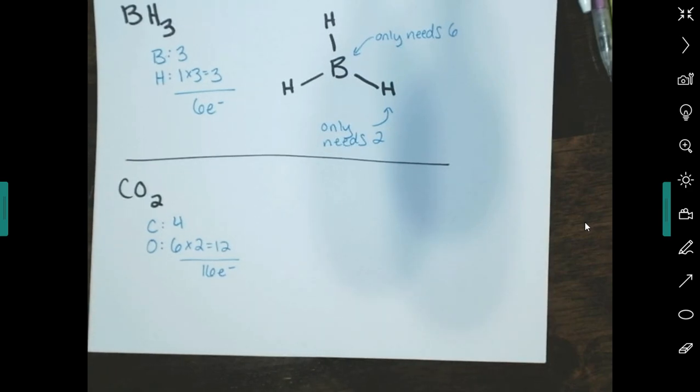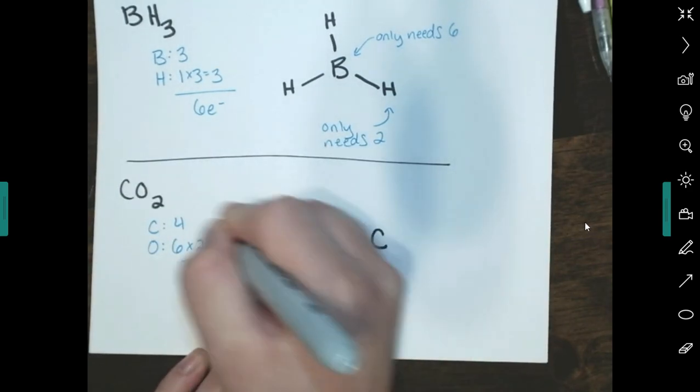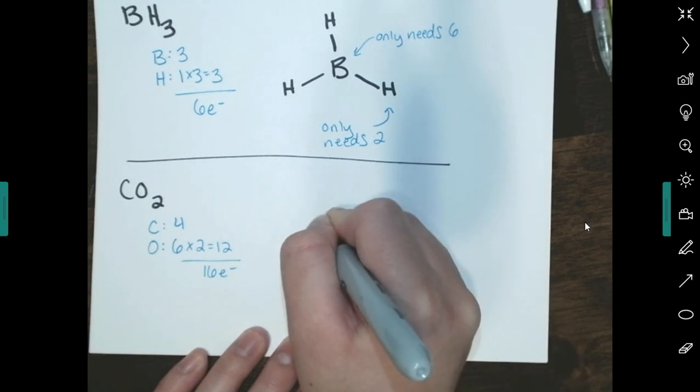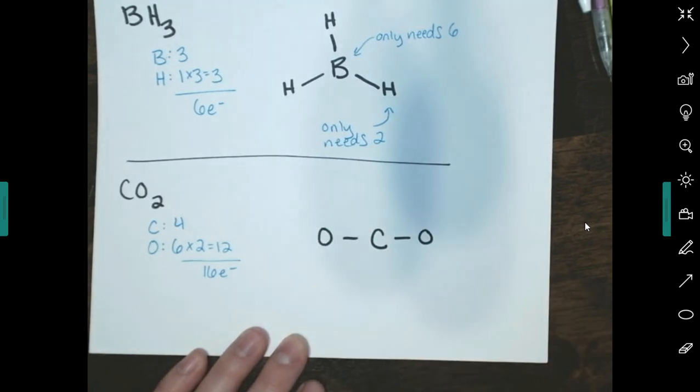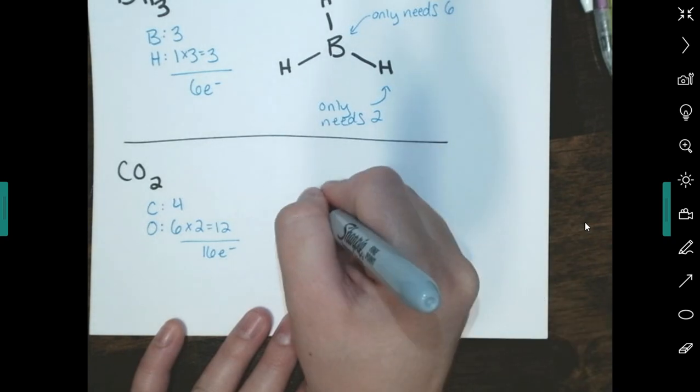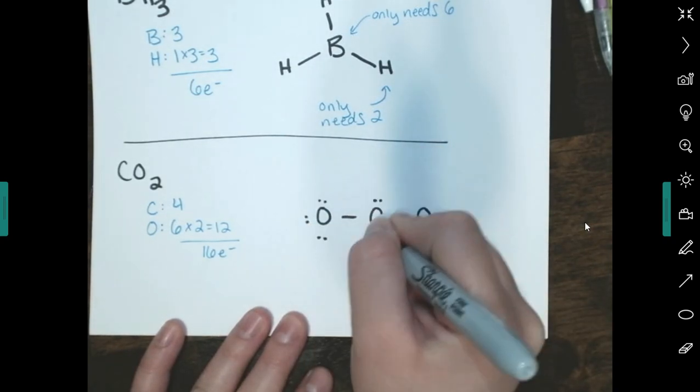So I'm going to take my carbon and put it in the middle, and then put my 2 oxygens around it, and let's connect them with bonds. Okay, now I need to fill up everything's octet.